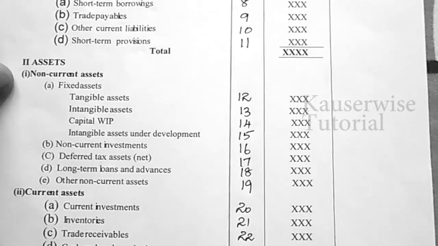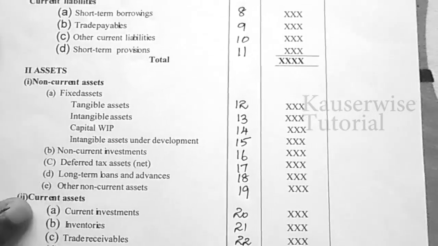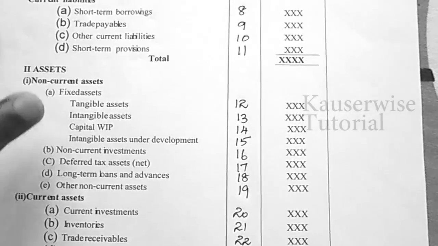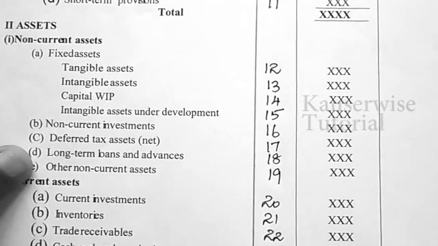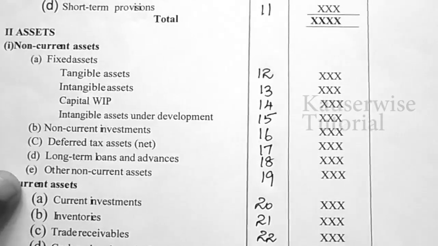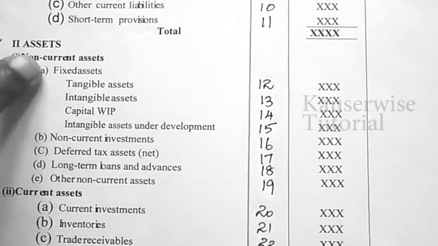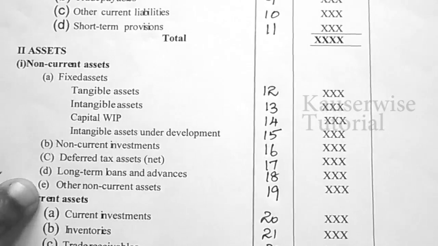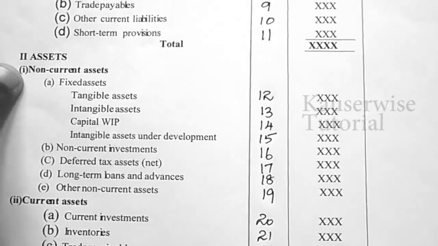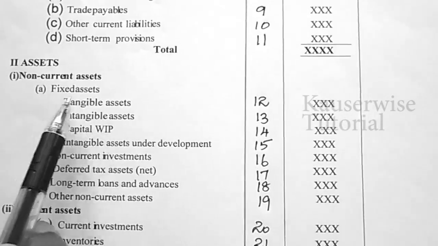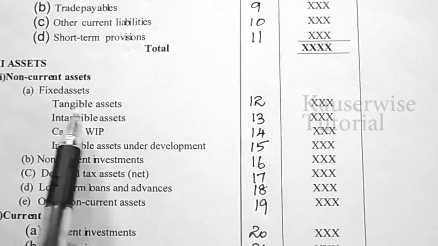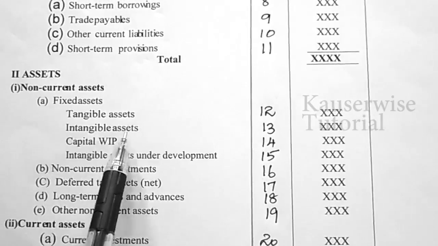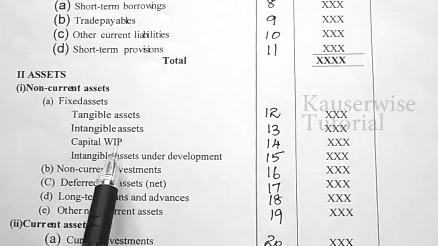In non-current assets, again we have 5 components. First one, fixed asset, non-current investment, deferred tax assets, long-term loans and advances, other non-current assets. So these are the 5 components which come under non-current assets. The first one is fixed asset. The fixed assets are again classified into 4 categories. First one, tangible asset. Second one, intangible asset, and capital work in progress.